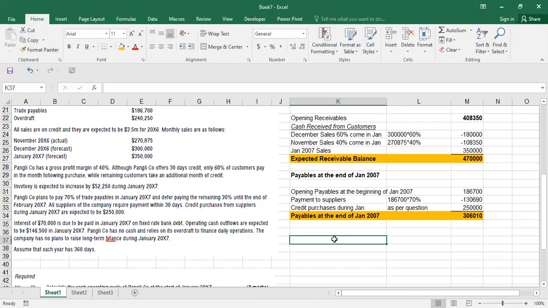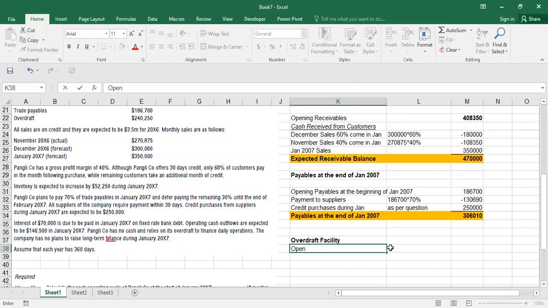So overdraft will be pretty much simple. You would say overdraft facility. And how much will be the overdraft facility? You would say your opening balance. How much is your opening overdraft balance? It is given in the question that you have an existing opening overdraft balance of 240,250. So 240,250 is the opening balance of overdraft.